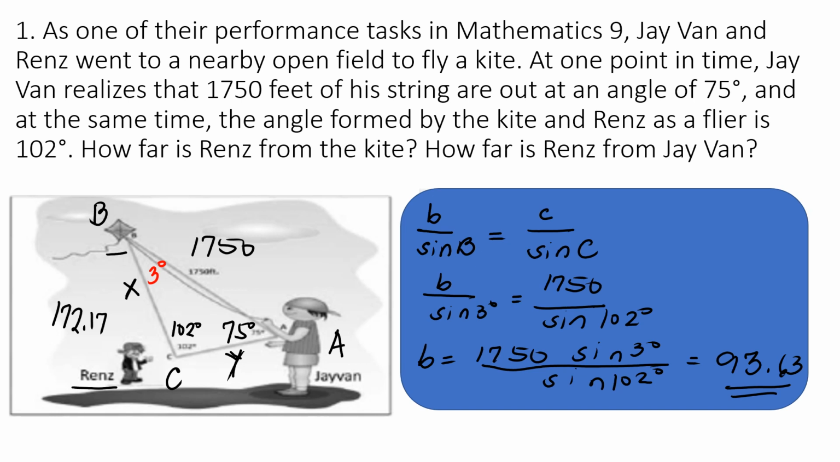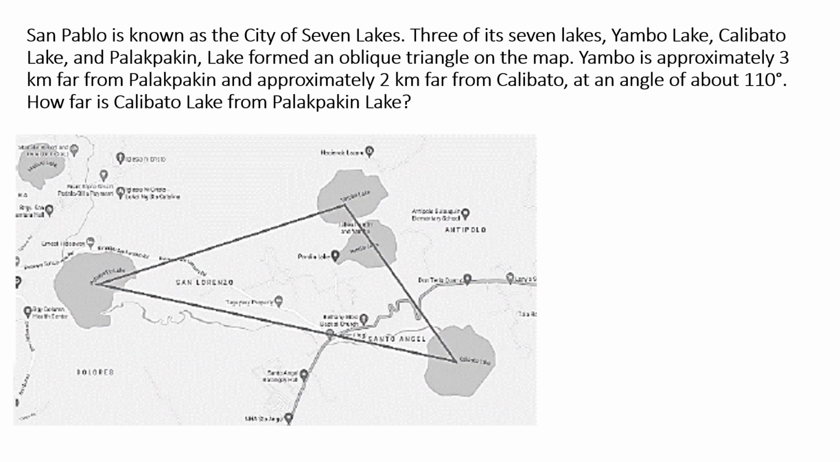Let's continue with our second example. San Pablo is known as the city of 7 lakes. 3 of its 7 lakes are Yambo Lake, Calibato Lake, and Palakpakin Lake. They form a triangle on the map. Yambo is approximately 3 kilometers from Palakpakin and approximately 2 kilometers from Calibato at an angle of 110 degrees. So how far is Calibato Lake from Palakpakin Lake?